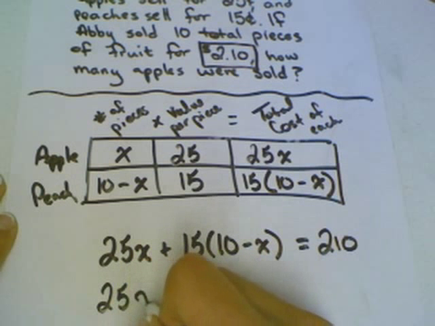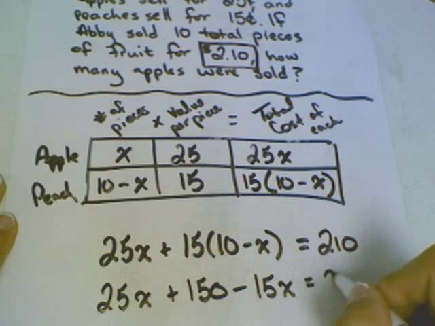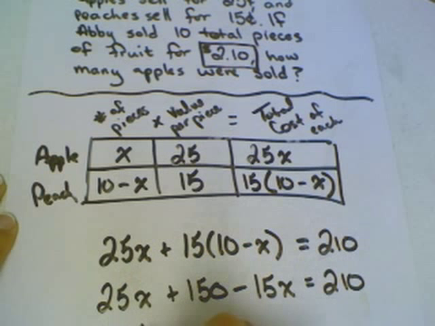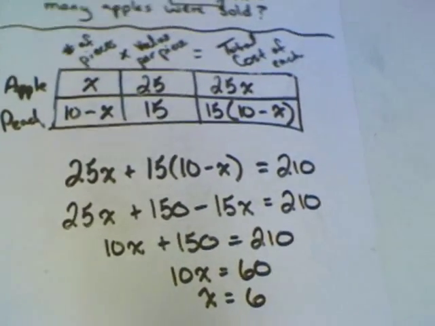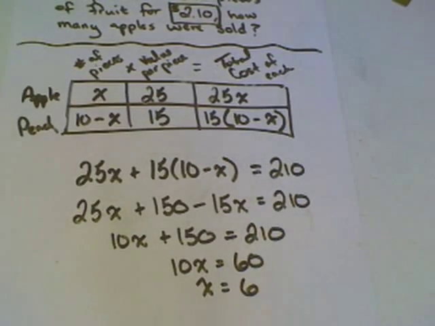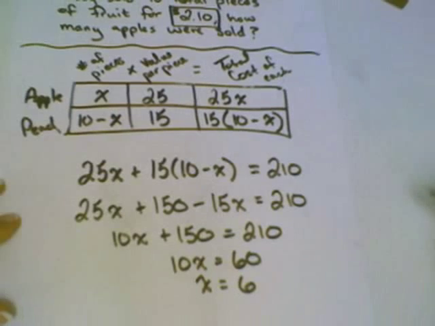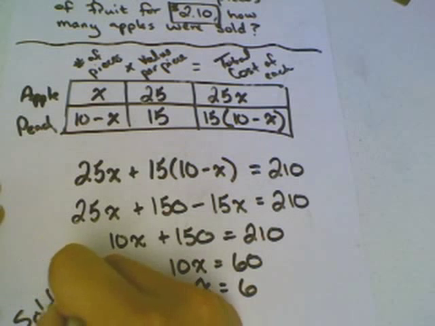Now I just have to solve this equation for x. Combine like terms, I have 10x. Subtract 150. x equals 6. If x equals 6, that means Abby must have sold 6 apples.